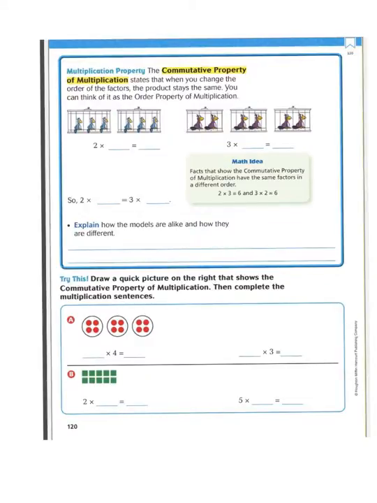So the multiplication property that we're working on is the commutative property of multiplication, and it states that when you change the order of the factors, the product stays the same. You can think of it as the order property of multiplication.